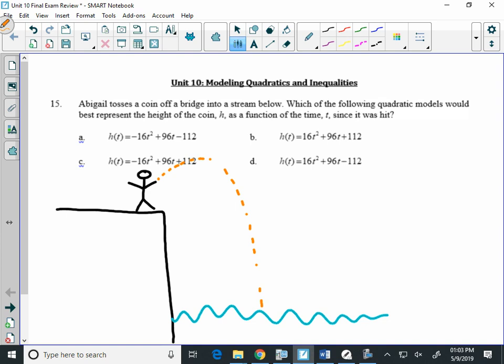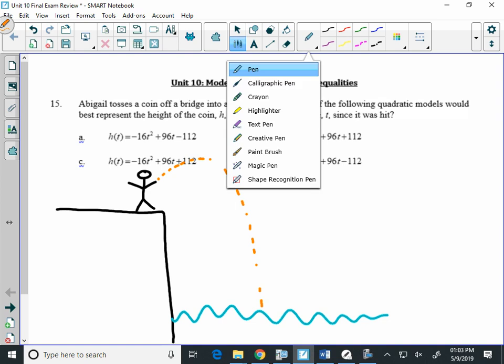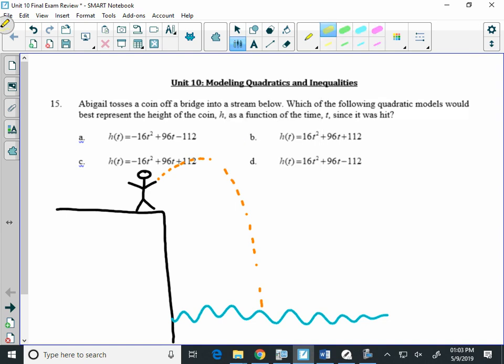So, kind of the path of the coin is what our quadratic looks like, okay? And here's our path, right here. So this is kind of what our quadratic looks like. So you have to figure out which one of those matches that quadratic. So if you notice, our quadratic is opening downward. It kind of has this curve where it's opening down.